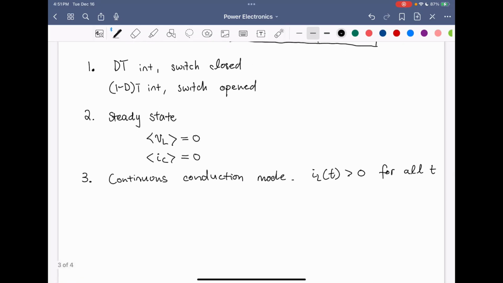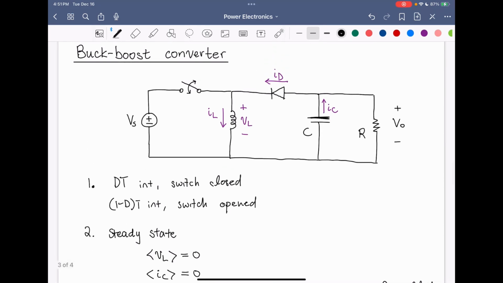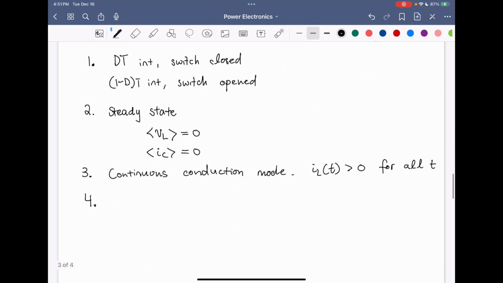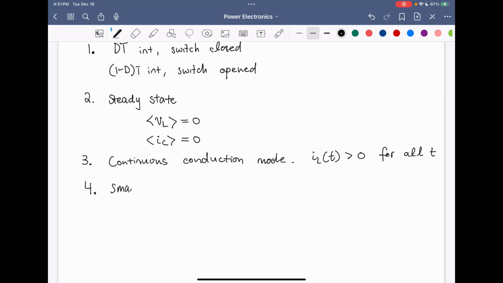The fourth assumption we're going to make is on the capacitor. We're going to assume this capacitor C is large enough such that the output voltage is a constant DC value. This is called the small ripple approximation on the capacitor voltage. This is where we assume the output voltage ripple, the ripple on the capacitor, is negligible and we can ignore it. Now we will relax this assumption when we want to study the output voltage ripple later on.